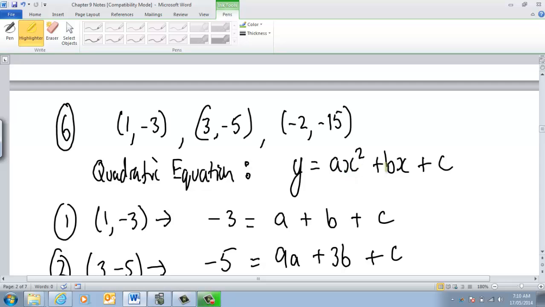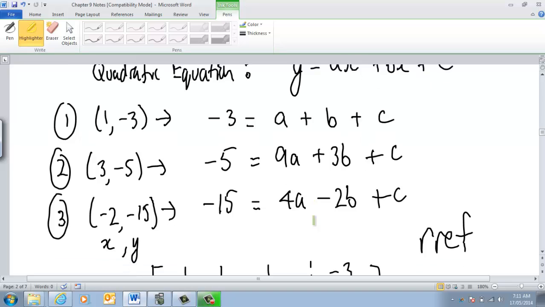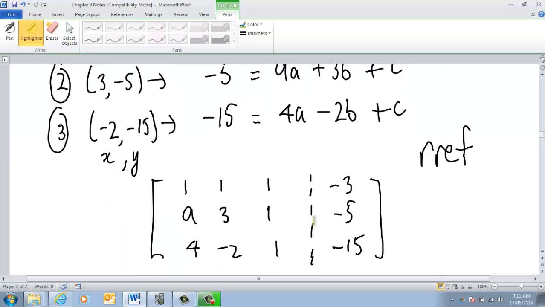We want to know what our A, B and C values are. So putting it in there, the Y value would be -3, the X value would be 1, so that would make that A, B and C. When X is equal to 3, that becomes 3 squared is 9, 3 times B is 3B, and that would be equal to -5 and so on. The trick here though is to write this as an augmented matrix.